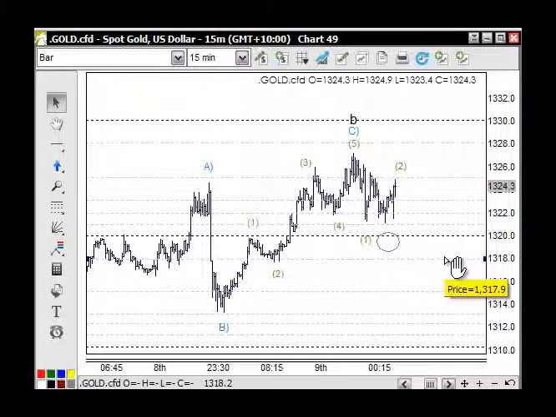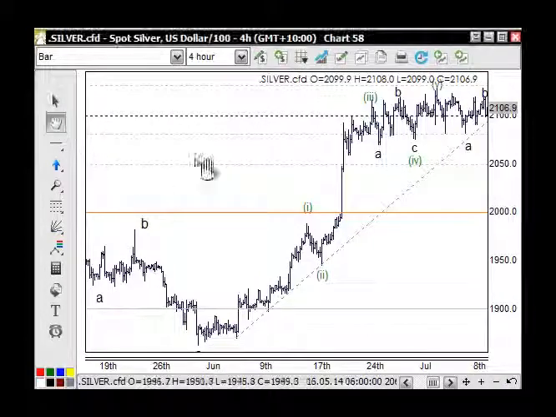Yeah, so let's just see how it goes. It's not a big deal either way, really. We're not that interested in this particular market. The same for silver as well.